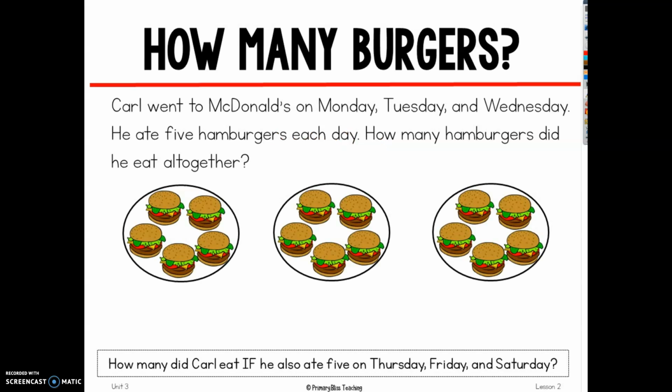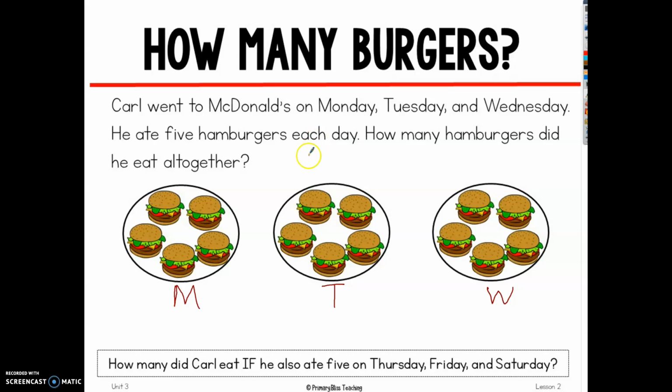How many burgers? Carl went to McDonald's on Monday, Tuesday, and Wednesday. He ate 5 hamburgers each day. How many hamburgers did he eat altogether? Well, you can see that I have a visual of Mr. Hungry Carl. So here's Monday. These are his burgers for Tuesday. These are his burgers for Wednesday. You can see that there's 5 on each plate for each day.